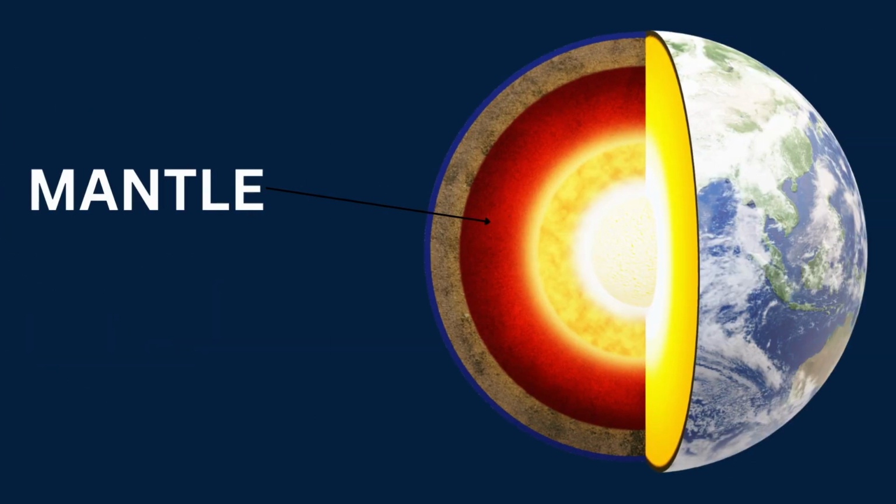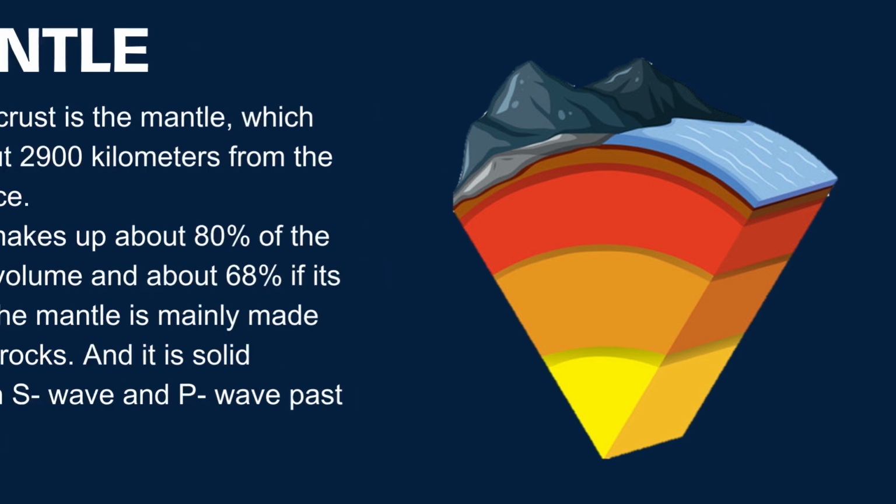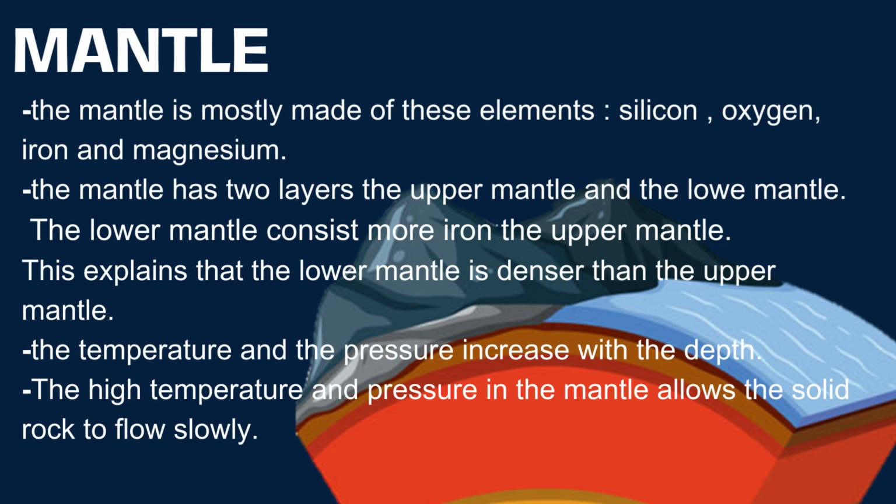Mantle. Beneath the crust is the mantle, which extends about 2,900 km from the Earth's surface. The mantle makes up about 80% of the Earth's total volume, and about 68% of its total mass. The mantle is mainly made up of silicate rocks, and it is solid because both S-waves and P-waves pass through it. The mantle is mostly made of these elements: silicon, oxygen, iron and magnesium.